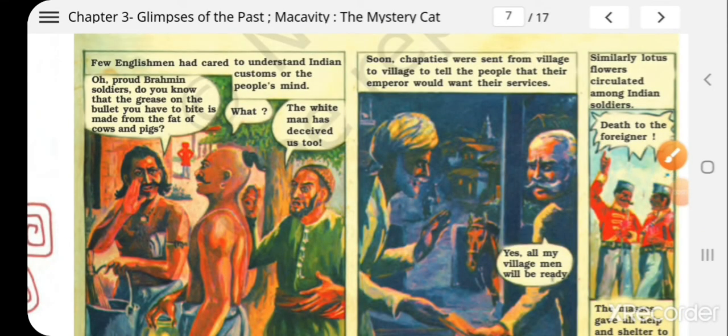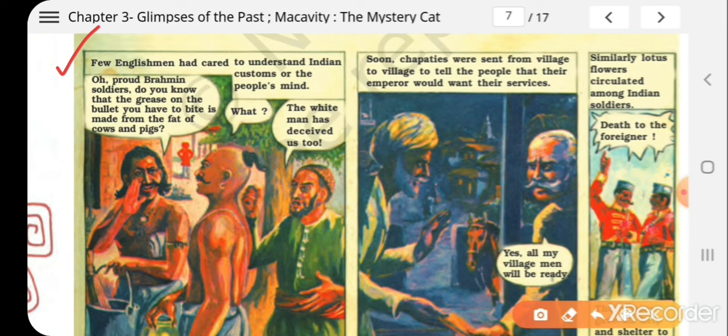Okay, so यहाँ पर देखते हैं. So few Englishmen had care to understand Indian customs or the people's mind. Means no Englishman. Few का मतलब होता है यहाँ पर कि no one. Okay, no Englishman had care to understand people's mind, Indians' mind. कोई भी नहीं समझता था, not their feelings, not their customs, कुछ भी नहीं.